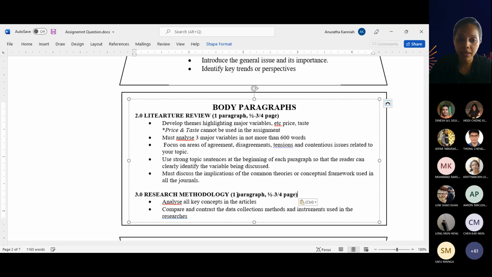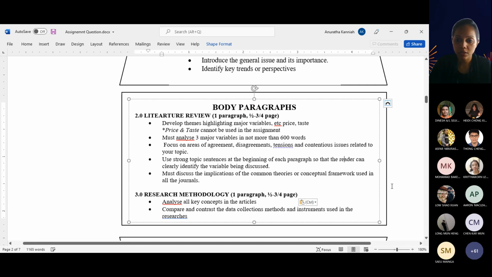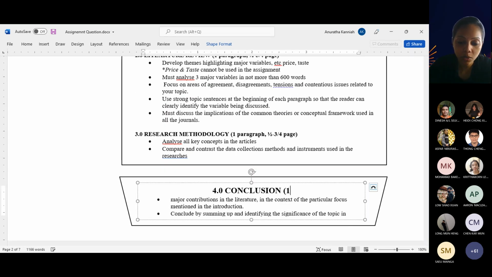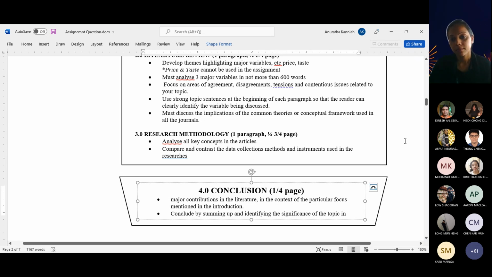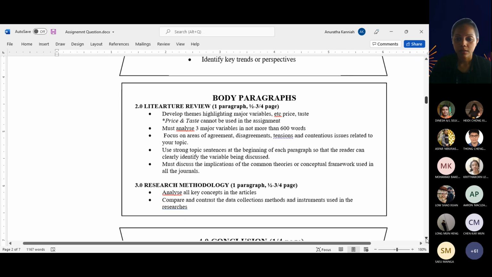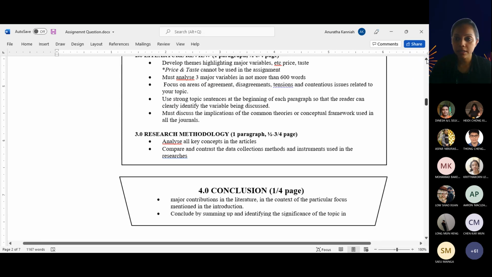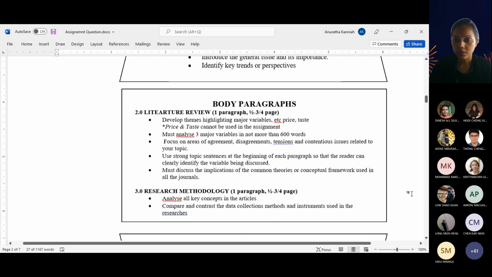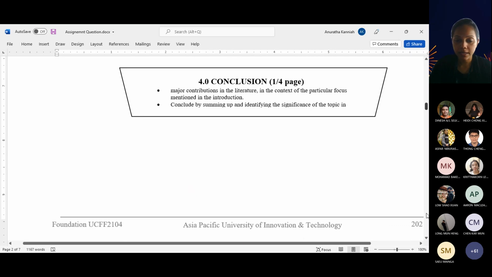Same goes to this. This one is another new page, also 1 paragraph, half to 3/4 page. This is another new paragraph, just a quarter of a page. Is that clear? Yes, Miss, clear. Now, next week tutorial, we are going to do this. Ma'am, can you hear me? Yeah, I could.